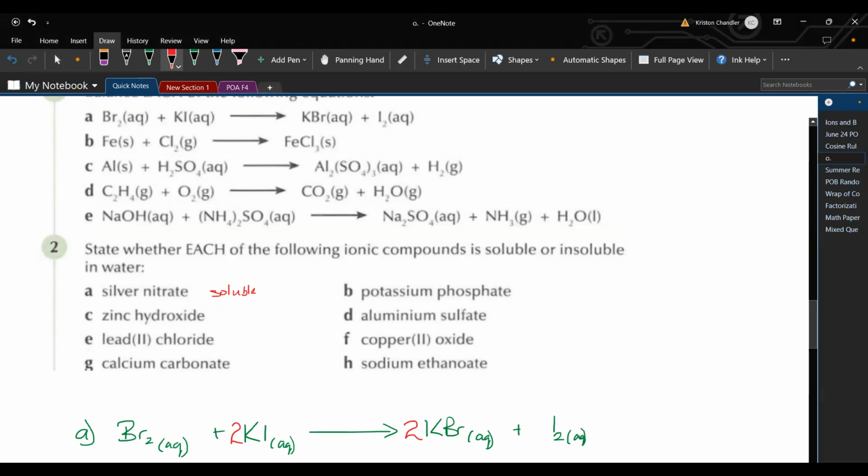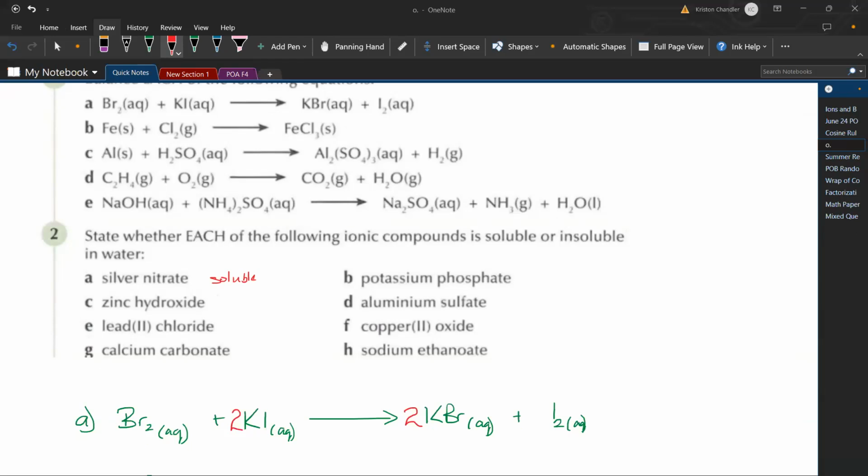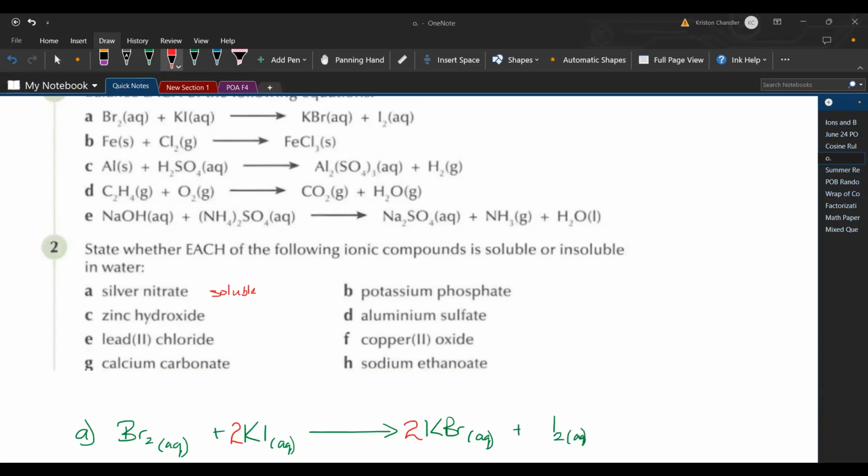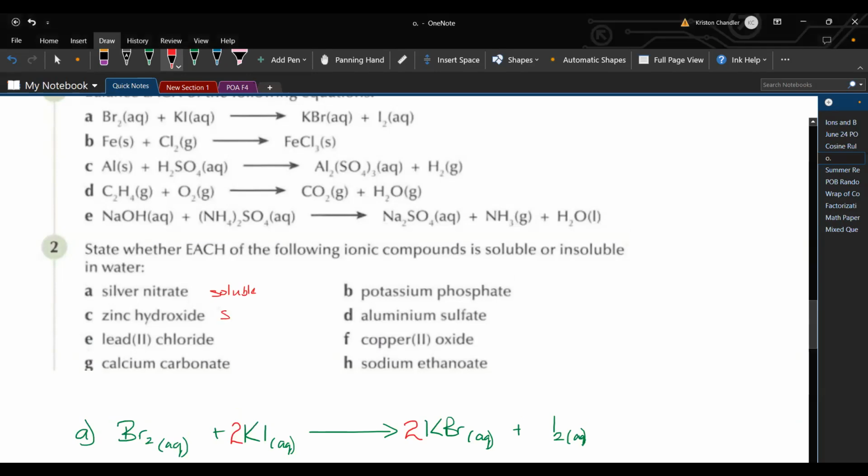Hydroxide. Soluble. Okay, you mean soluble ones are potassium, sodium, and ammonium. Very good. Right. Lead chloride. Insoluble. Good. Calcium carbonate. Soluble.